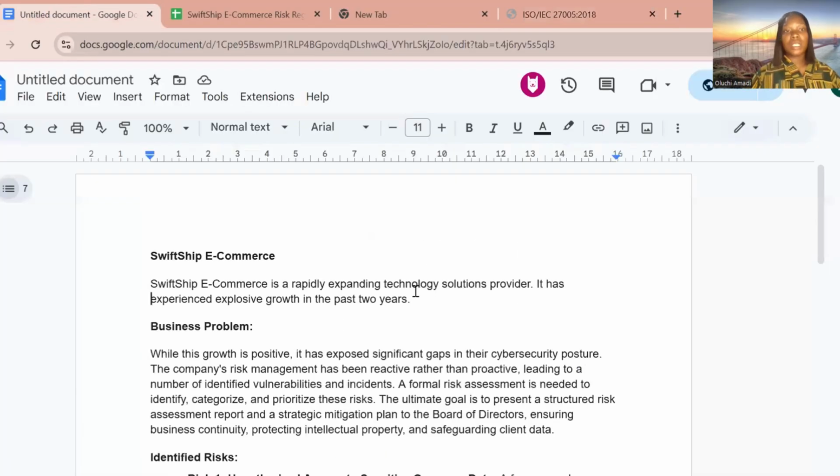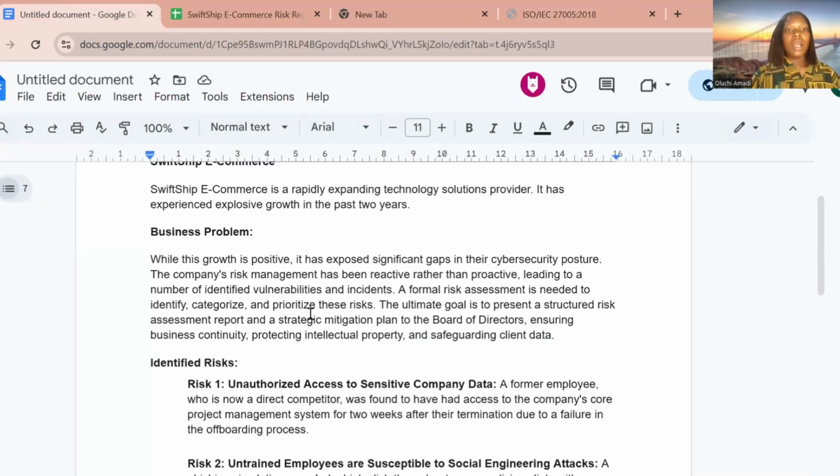So I developed this case study. It's SwiftShop e-commerce. SwiftShop e-commerce is a rapidly expanding technology solution provider. It has experienced exponential growth in the last 2 years. While the growth is positive, it has exposed significant gaps in the cybersecurity posture.